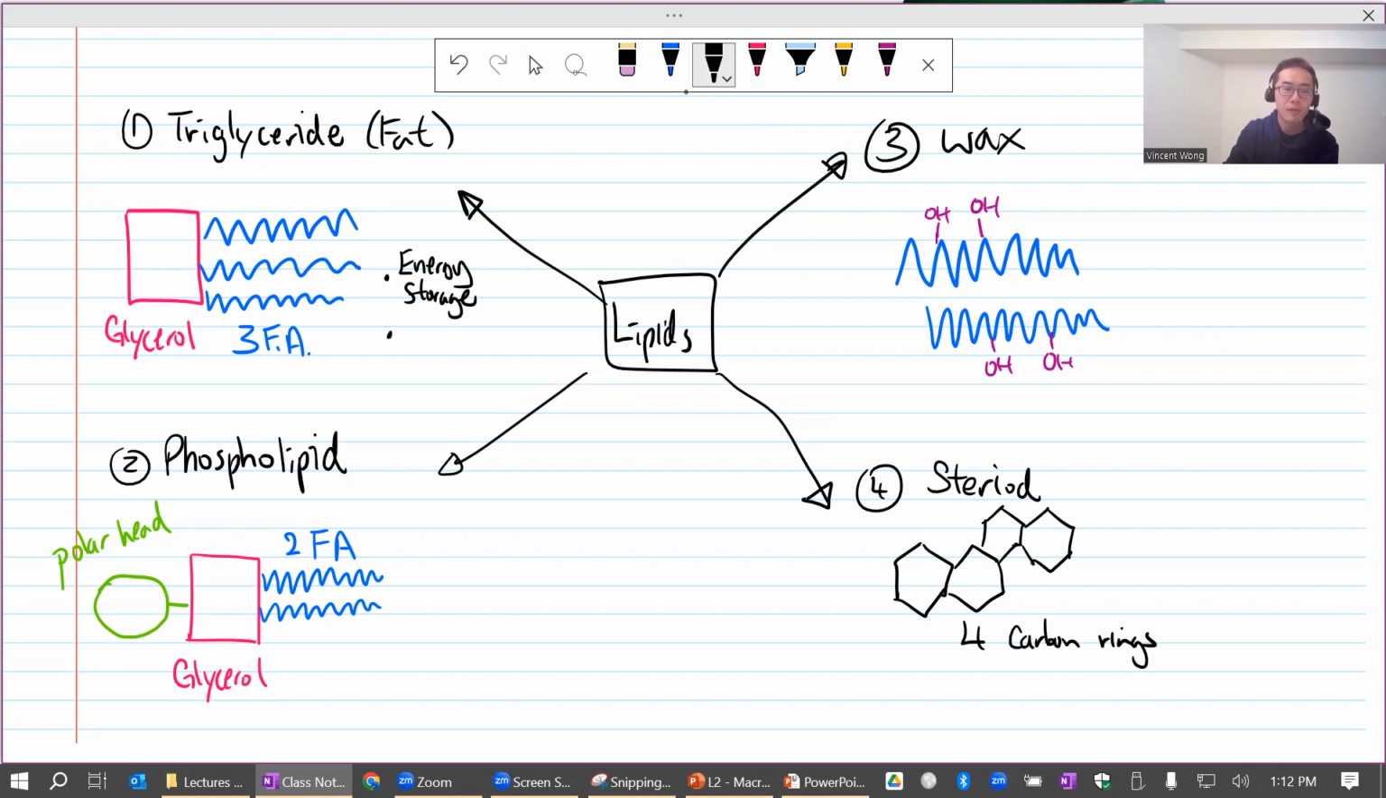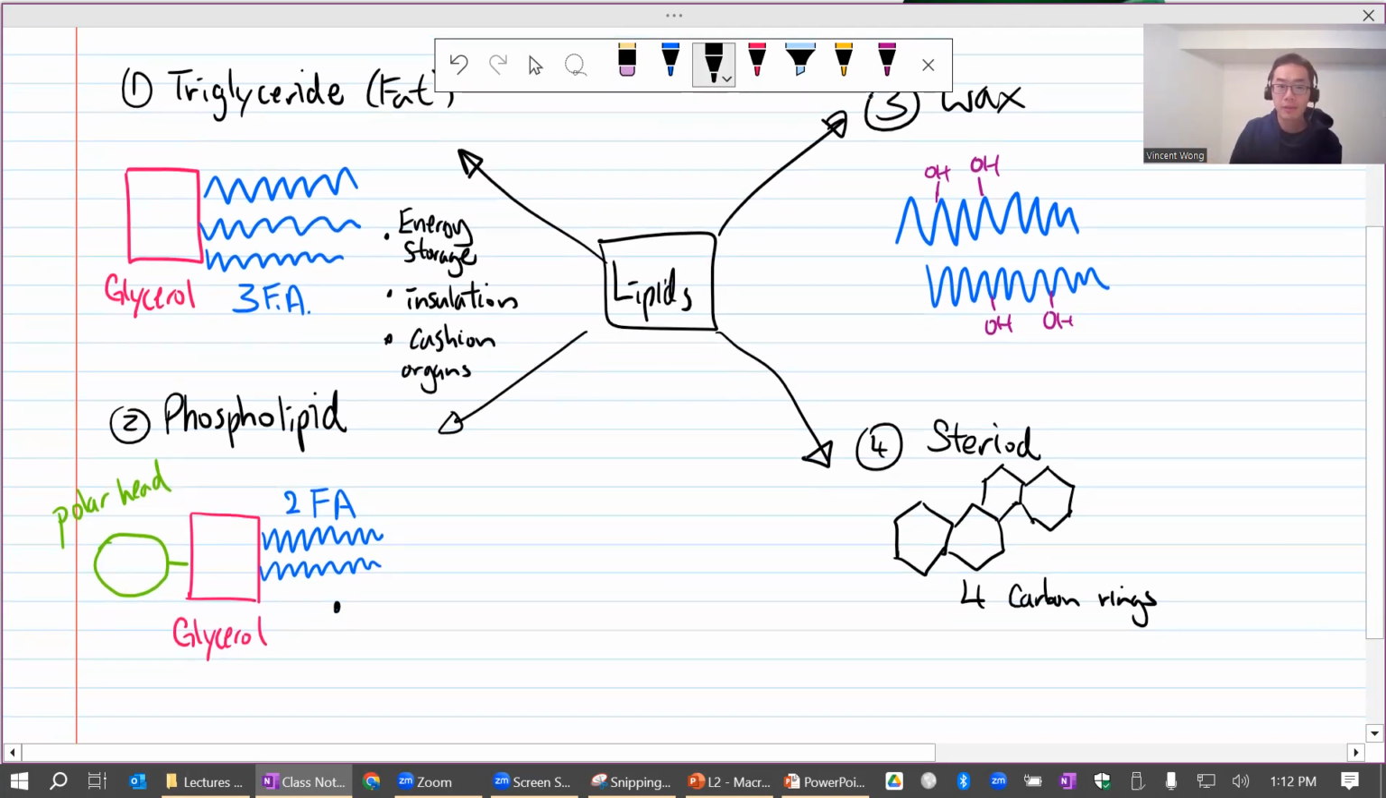Fat is also good for insulation. Insulation means it keeps the organs warm, right? Around the kidney, around the heart, and so on and so forth. There's going to be some fat there to keep them warm, and it also cushions the organ a little bit, right? Okay. Insulate and cushion organs. That's what it's for.